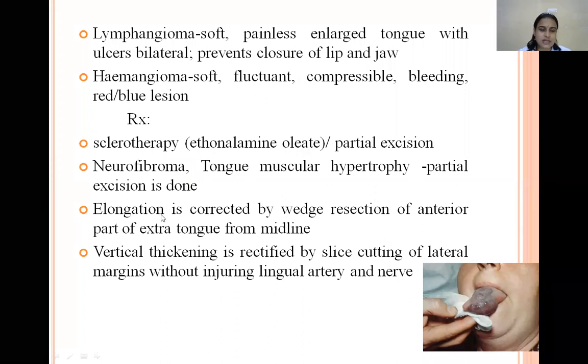The elongation of the tongue in macroglossia is corrected by wedge section of the anterior part, the extra part of the tongue that is protruding. That part is resected in a wedge shape. The vertical thickening is rectified by slice cutting of the lateral margins. But here you have to be very cautious while excising the lateral margin not to injure the lingual artery and the lingual nerve.